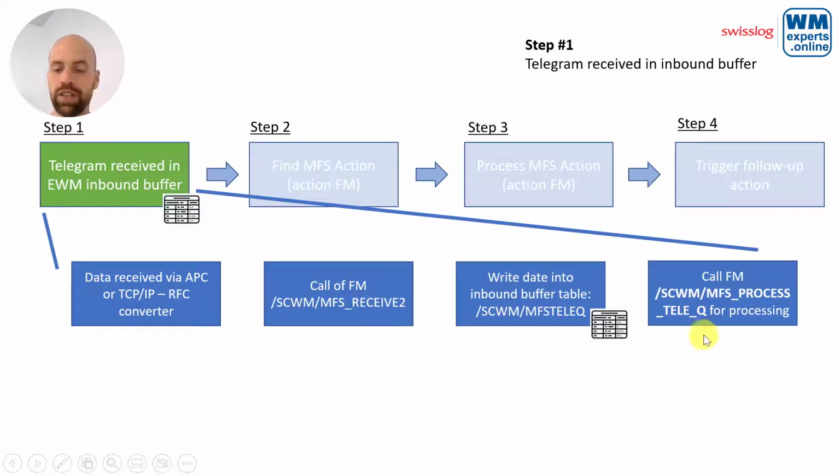MFS receive 2 triggers this function module right away after it has written the data in the buffer table, but this function module will also be called again later, for instance, via this periodic background job, which is trying to process the data from the buffer table periodically, because it must not necessarily be possible to process the data right away after it has been written in the table. So maybe there is no process available or some objects are locked, so maybe it can only be processed a couple of seconds or minutes later.